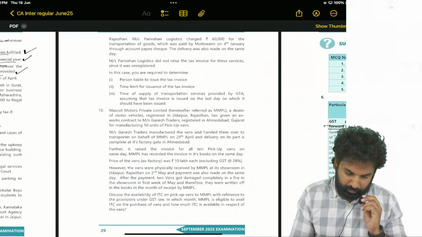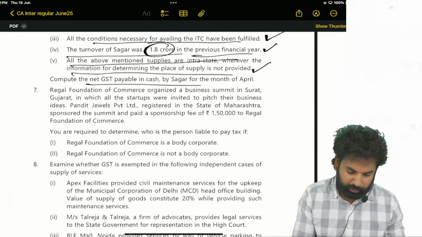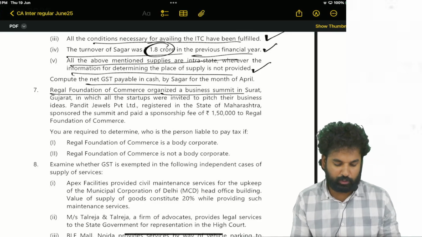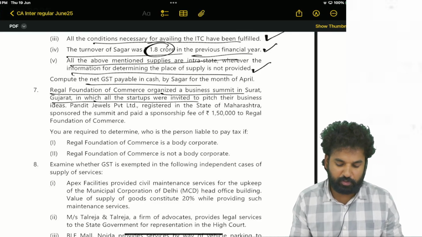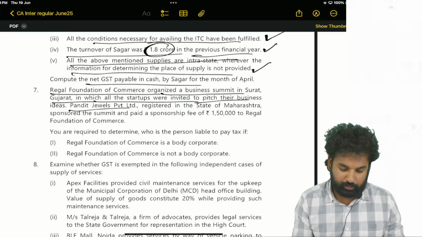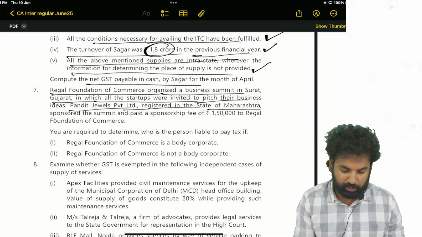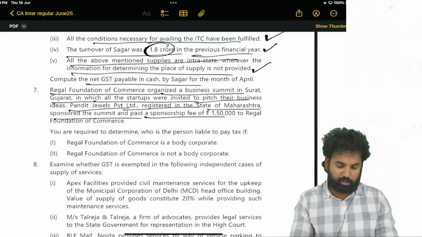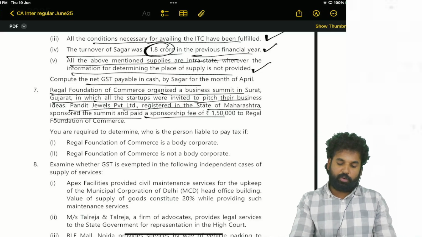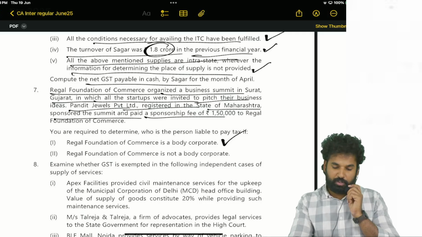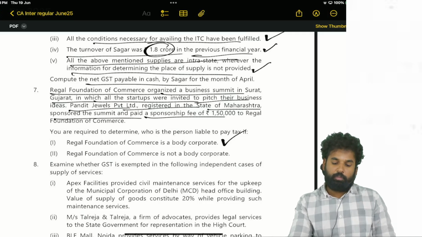Next question is the 7th one. Regal Foundation of Commerce organized a business summit in Surat, Gujarat, in which all the startups were invited to pitch their business ideas. Pandit Jewels Private Limited, registered in the state of Maharashtra, sponsored the summit and paid sponsorship fees of 1,50,000 to Regal Foundation of Commerce. Regal Foundation of Commerce is a body corporate. So sponsorship services provided by a body corporate.